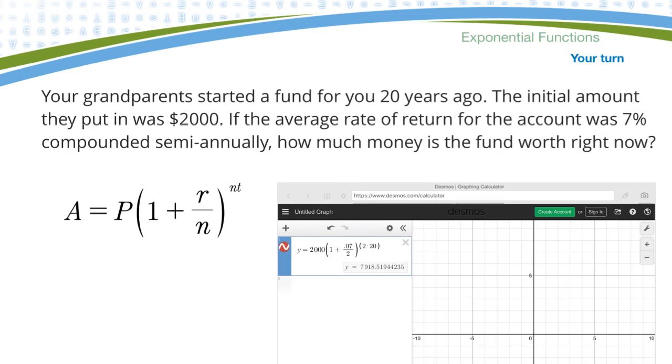So that's a lot of money. Started with 2,000 bucks, you wind up with almost 8,000 bucks. I'll just write that down. And you can see how I did it right there, right? 7,918.52. That's how much money you'd have in the end.